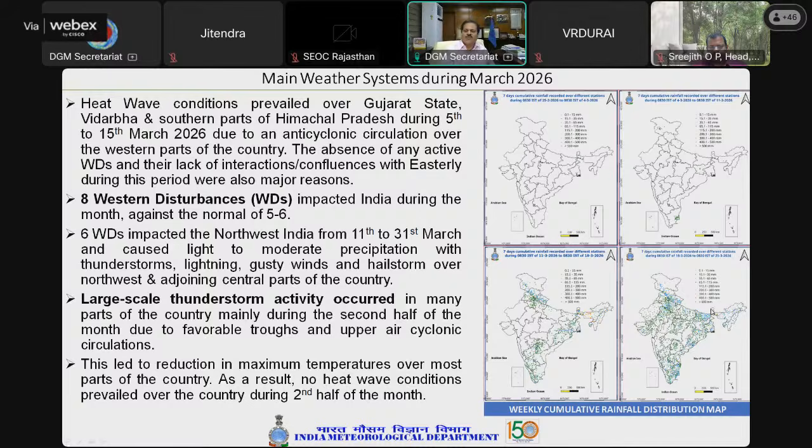What you find here is that up to the 15th of March or 11th of March, there is not much activity. After that, the last 2 to 3 weeks, mainly the last 2 weeks, have seen good rainfall activity, leading to this type of improvement in the country as a whole and in many subdivisions. As a result, after the 15th of March, there was normal to below normal temperature. There were no heat wave conditions.